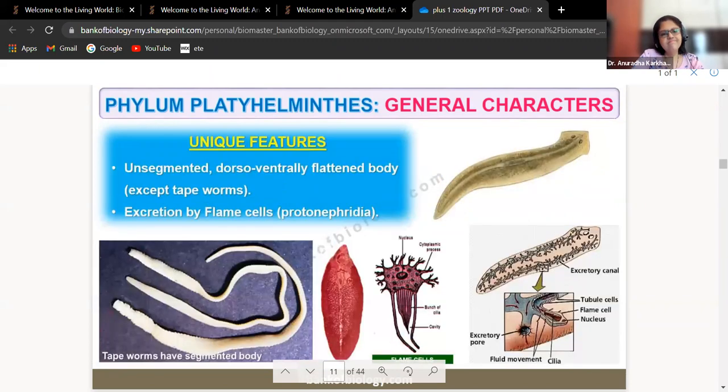Unique features: unsegmented, dorsoventrally flattened body, except in the tapeworm. Excretion by flame cells, which are also called protonephridia. Please remember, this is a very common question that has been asked several times. Flame cells are found in. Flame cells carry out dash function. Planaria shows dash for excretion.